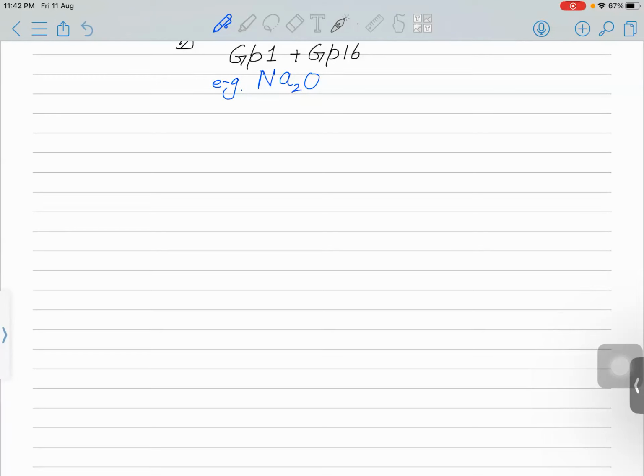Sir, we start with Na solid. Okay. Then 2 molecules of Na, right? 2 atoms, right? So write here 2. And then we convert it to 2 Na gaseous.